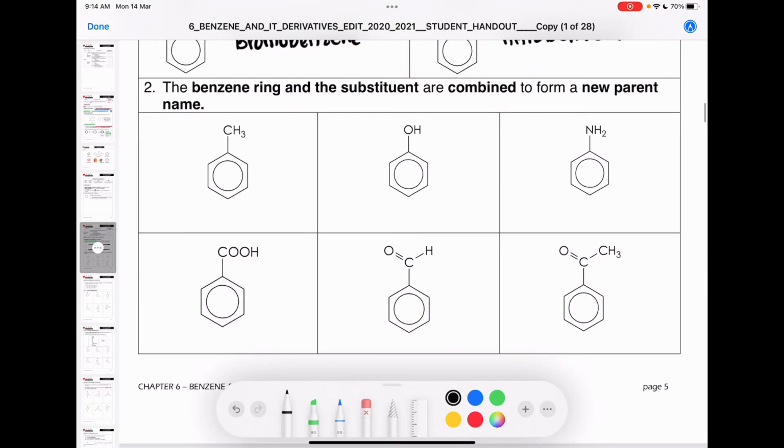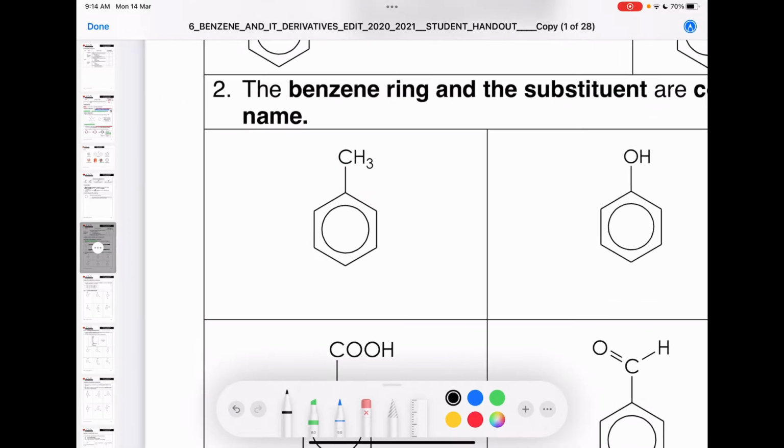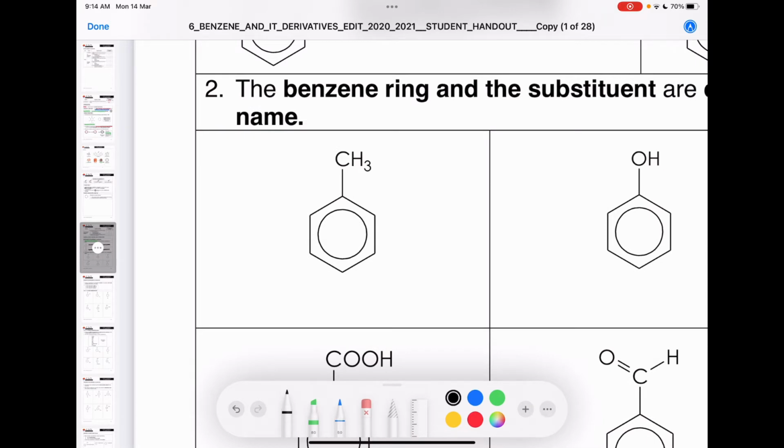Let's directly go to this one. Now for this part, the benzene ring, we still have the mono substituent. However, what happened here is that the benzene ring and the substituent are combined to form a new parent name. So what is the meaning of it? Now let's take a look at the first example. According to the IUPAC, we are going to name this as methyl benzene.